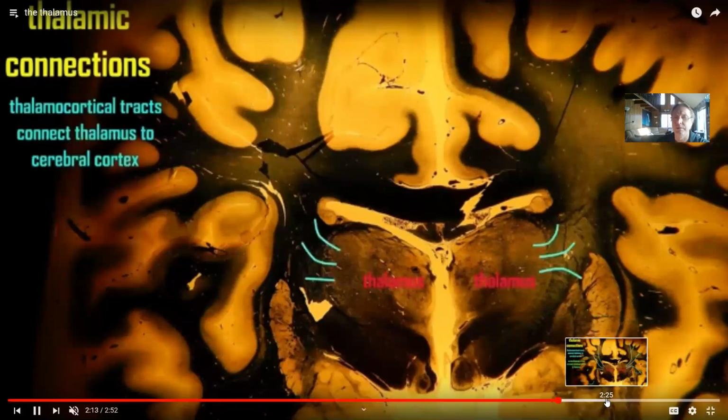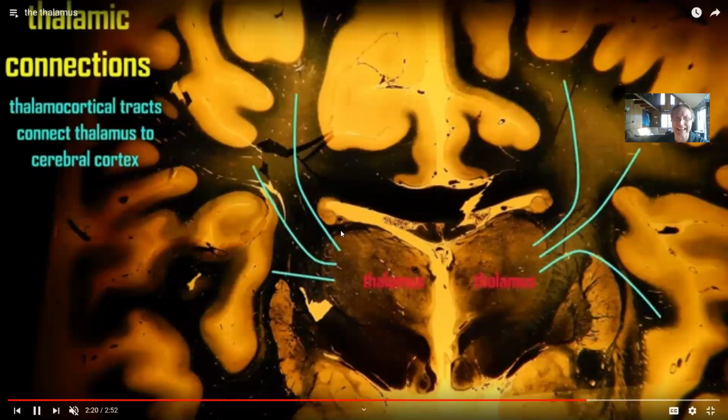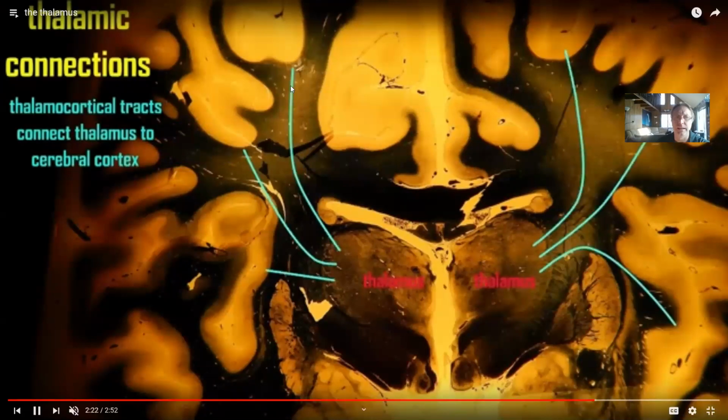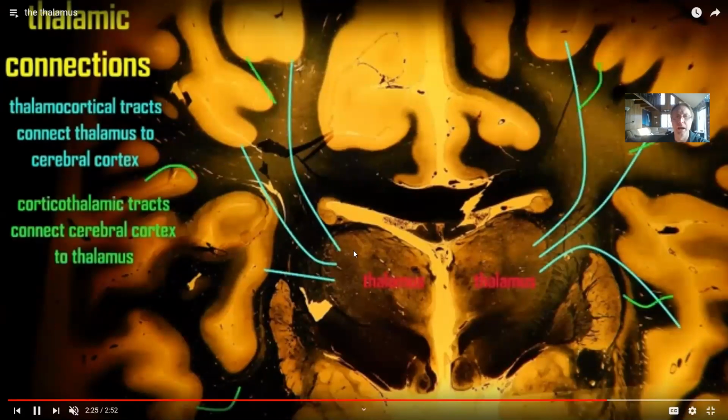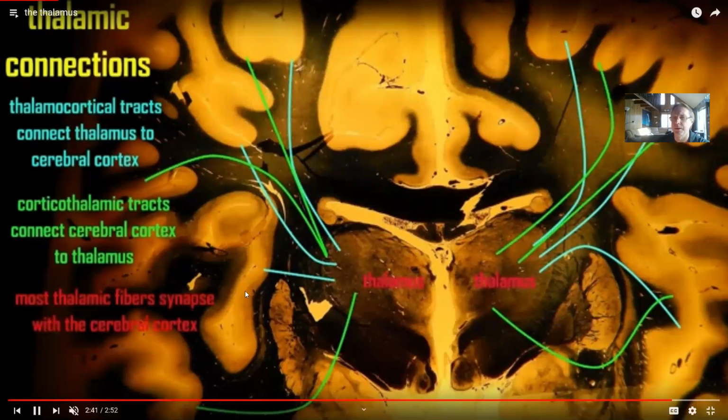But one of the primary connections of the thalamus is to the cerebral cortex. So thalamocortical tracts connect the thalamus to the cerebrum, and the cerebrum talks back. There are corticothalamic tracts as well. So you see all this dark matter here. Once again, these are axons, and a lot of these axons are coming from the thalamus projecting to the cerebrum and vice versa.